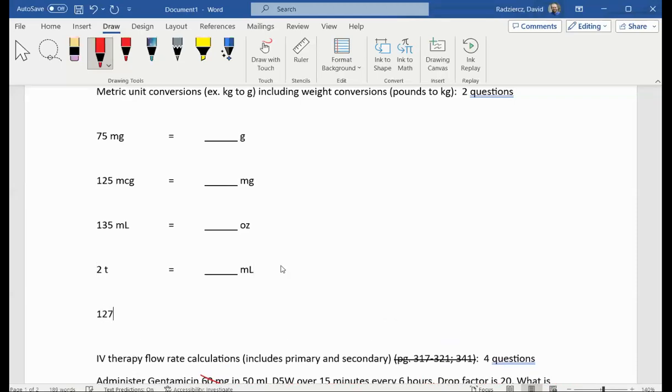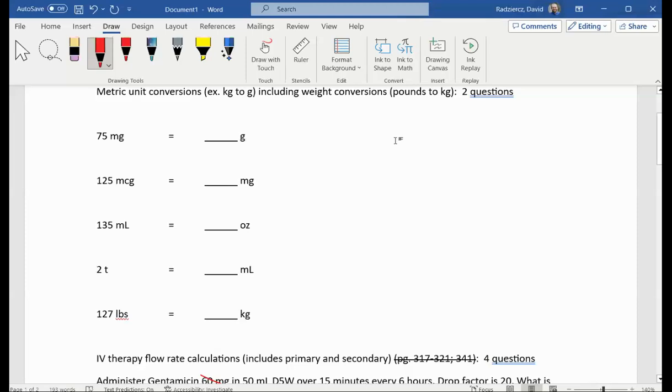And then we'll just take 127 pounds. Oops. Okay. So that way we can have a couple of things.